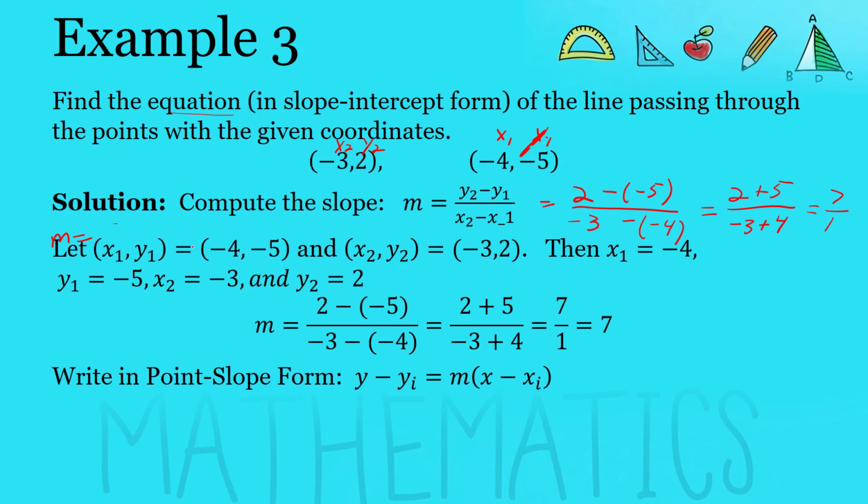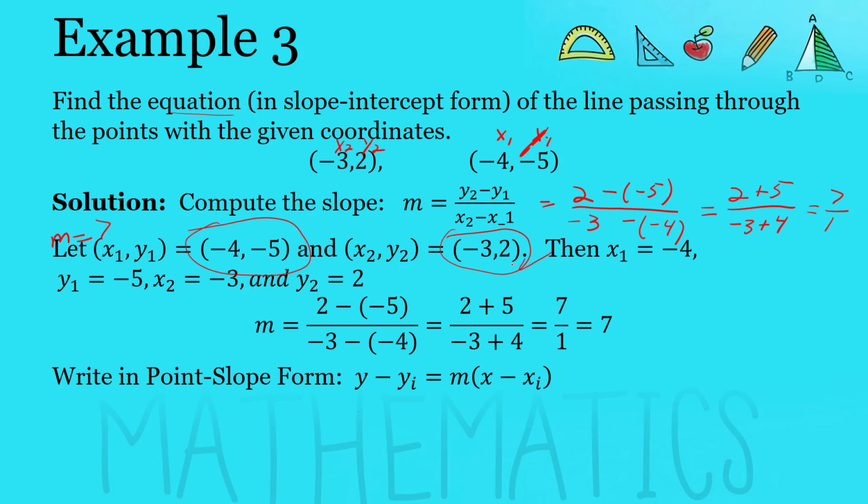Okay, so once we know the slope, we can go ahead and write the equation in point slope form. And we can use any point, and it doesn't matter which point we use. We can either use this point or we can use this point. It doesn't particularly matter. The only criteria might be which one makes the arithmetic easier. So we're going to go ahead and use this point right here.